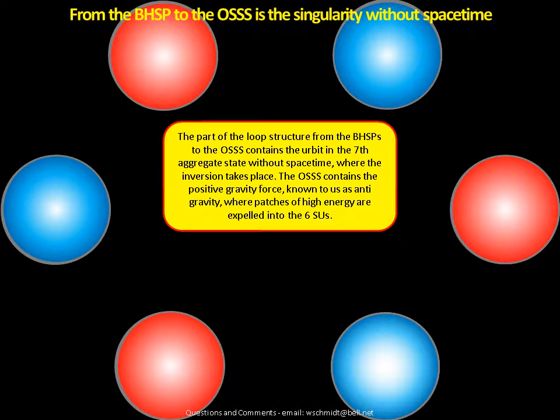subuniverse. The part of the loop structure from the black hole singularity points to the outer spherical singularity shell contains the orbit and the 7th aggregate state without spacetime, where the inversion takes place. The outer spherical singularity shell contains the positive gravity force, known to us as anti-gravity, where patches of high energy are expelled into the 6 subuniverses.